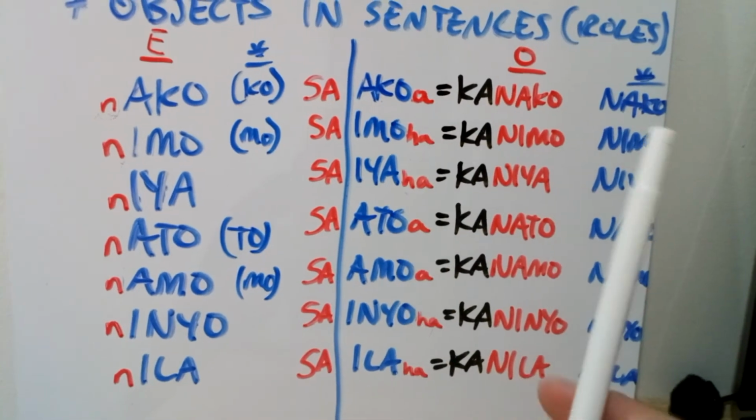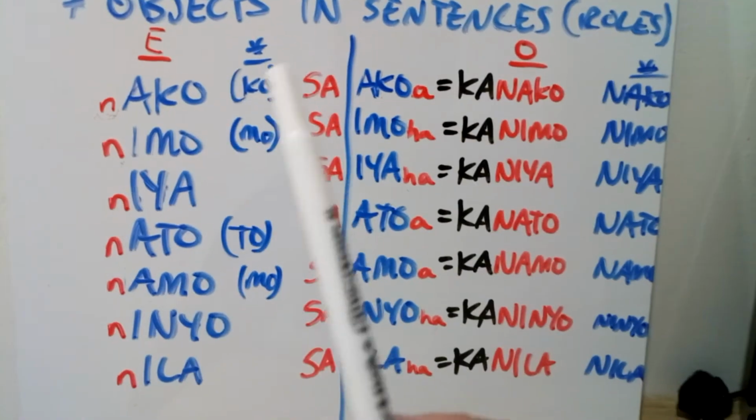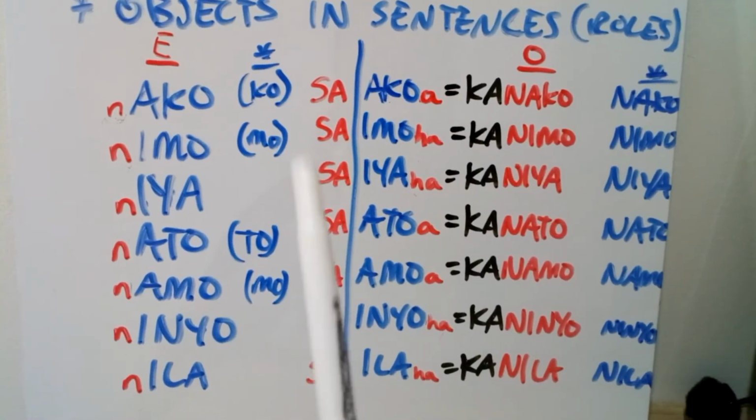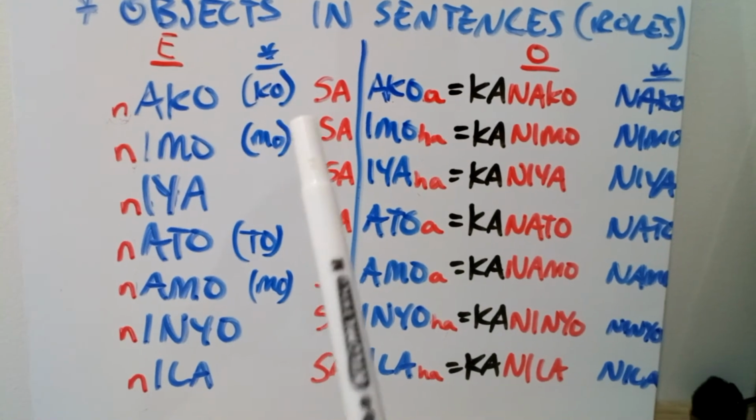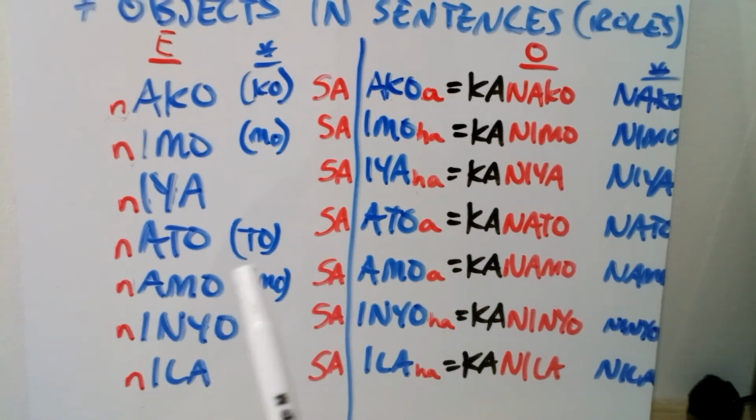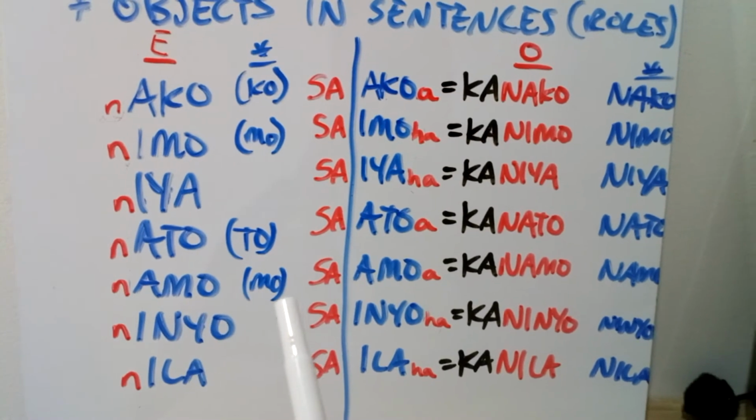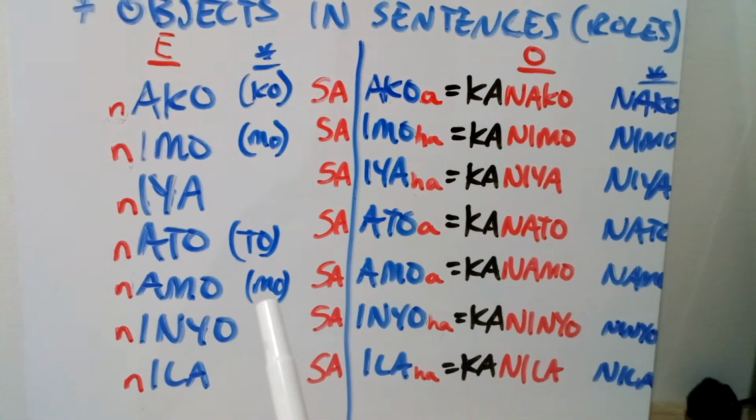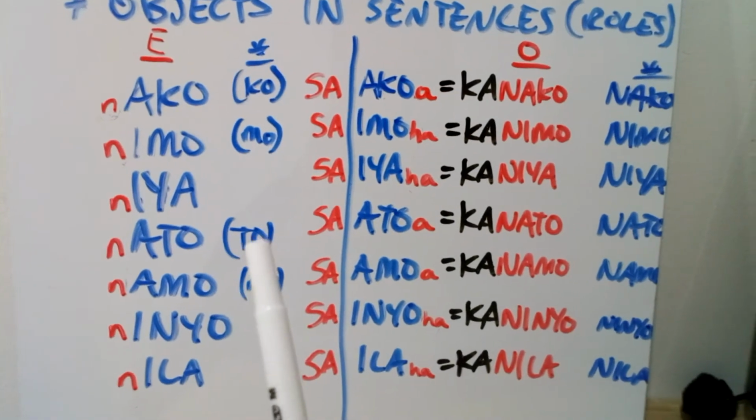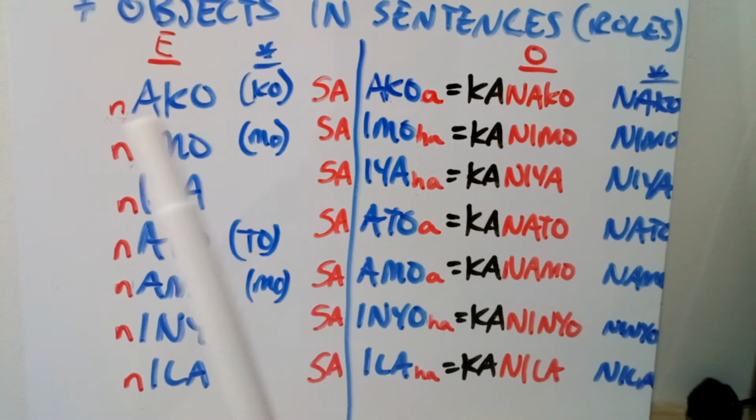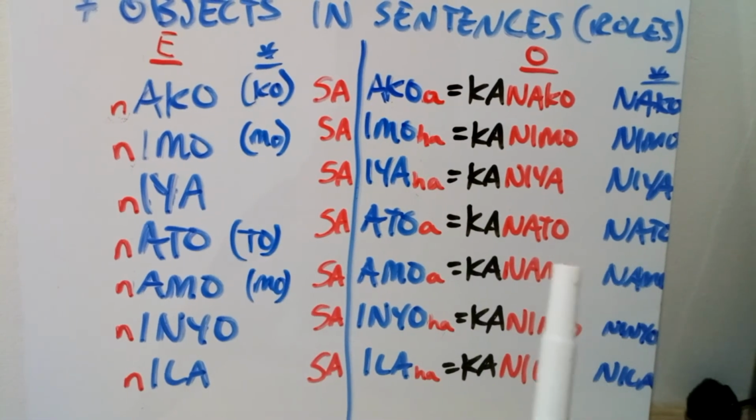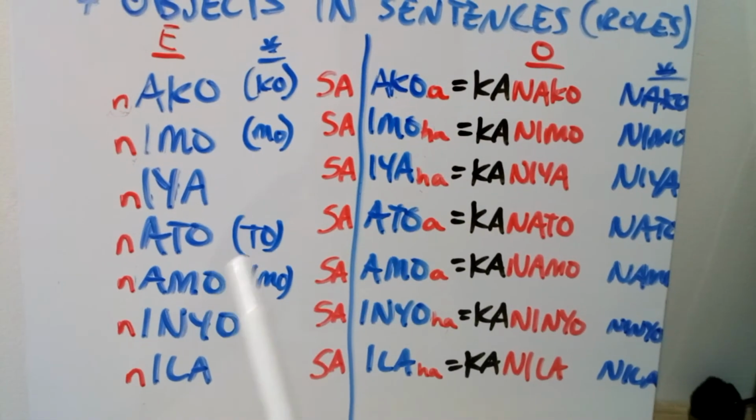And finally, I'm going to explain the asterisks. For this side with the ergative, these are just the short forms. Notice how ako short form is ko, imo is mo, ato is to, and amo is mo. So we have the four shortened pronoun forms from the ergative side. And notice also how the ergative shortened forms share similarities with the absolutive shortened forms. So do not get those confused.